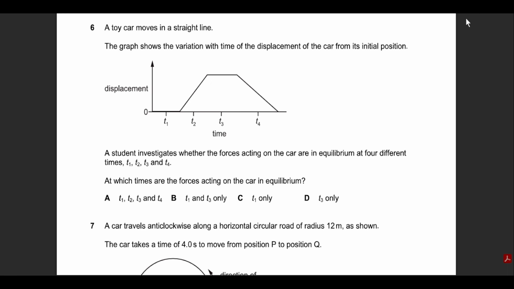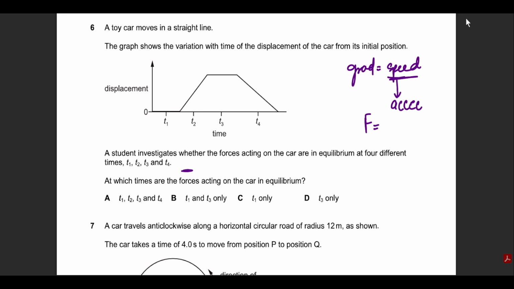Question number 6, a toy moves in a straight line. Some sections of times are given with reference to displacement. Now please note that in the displacement time graph, the gradient actually represents the speed. And what happens to speed, we can also comment about the acceleration. That is particularly required for this question because we're going to describe forces.